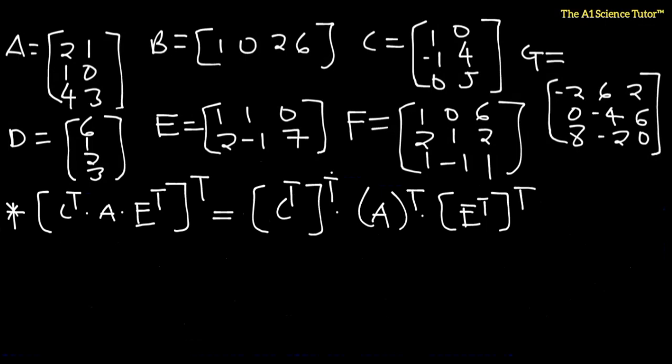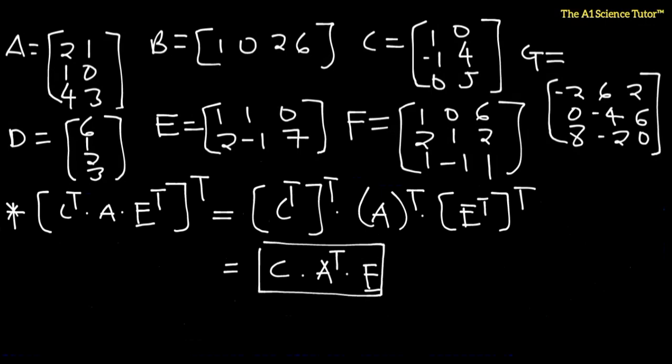Now if you have the transpose of a transpose, that basically gets eliminated and you would have the original matrix reforming. So this is actually the matrix C. And here we have the matrix A, and finally we have the matrix E. So this is basically what you need to find. C multiplied by the transpose of the matrix A, and multiplied by the matrix E. So that is basically what we're going to do.